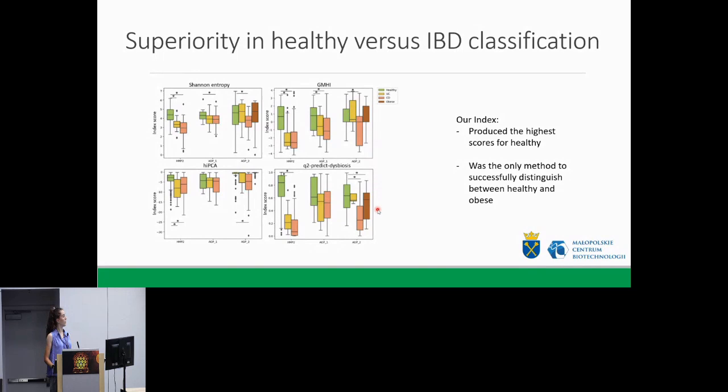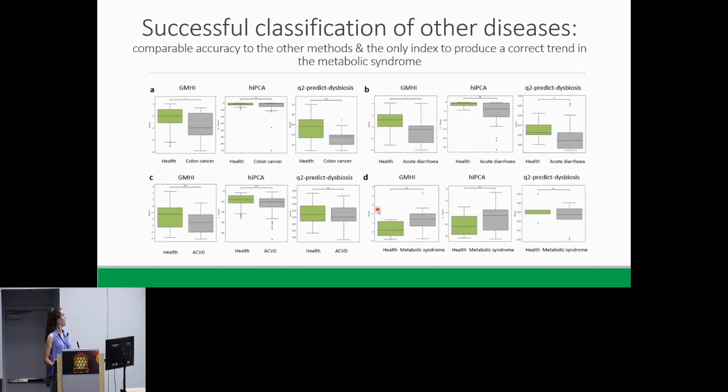So we managed to show that our index is better at distinguishing between healthy and IBD individuals, but we wondered whether it was applicable to other diseases too. So we tested it, and the trick here was that all of the other methods had previously seen those datasets. So they were familiar with those diseases, and our index had never seen them, didn't know they existed. So we tested for diseases: colon cancer, acute diarrhea, ACVD, and the metabolic syndrome. And our index distinguished between healthy and colon cancer and acute diarrhea and healthy people quite well.